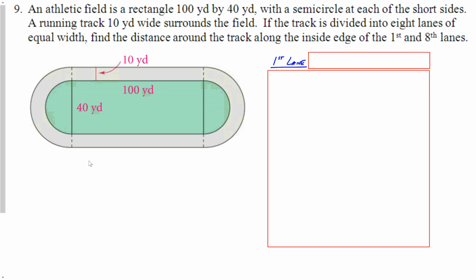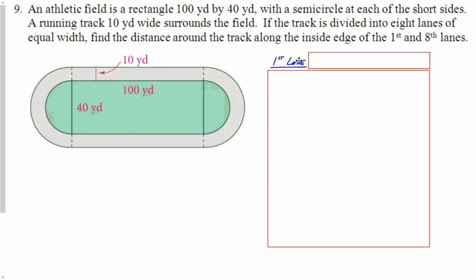Now we're told that the track is divided into 8 lanes of equal width, and our job is to find the distance around the track along the inside edge, and we're actually just going to stop at the first lane. We'll talk together about how you would find other lanes. So if you think about the distance around the inside of the first lane, it's actually this line that is the border between the tan and the green sections of this picture. I want to find that total length.